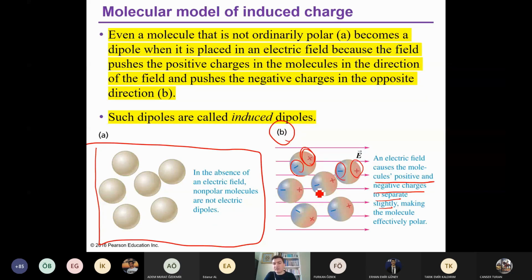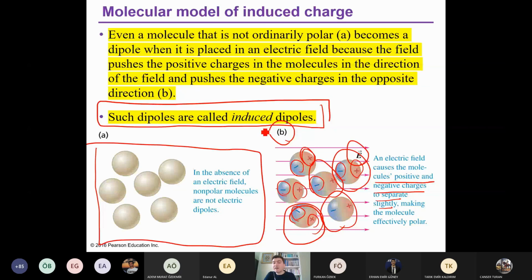If you look from outside, they are neutral, but due to the electric field, we have collected negative parts of the molecules in one part of the molecule, and the other parts are located in another part. Then we have this type of alignment again. So this type of dipole is called an induced dipole. Okay, induced dipoles. So this is the mechanism that occurs in dielectrics.